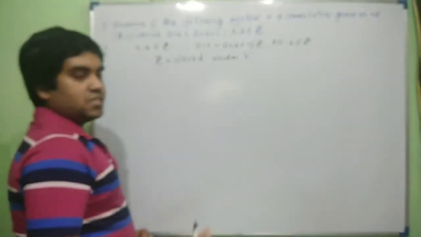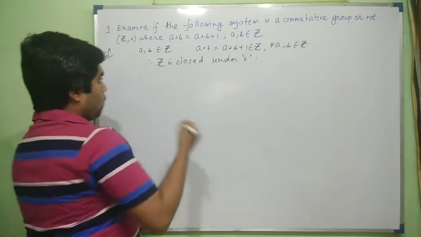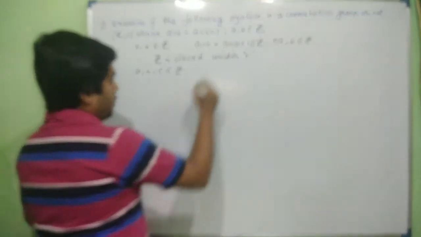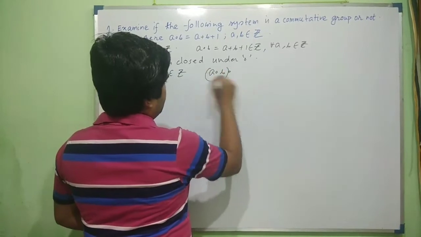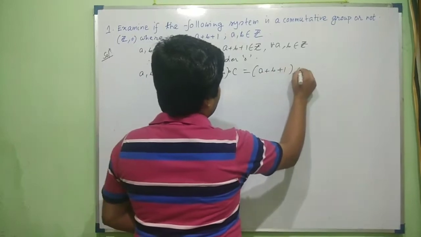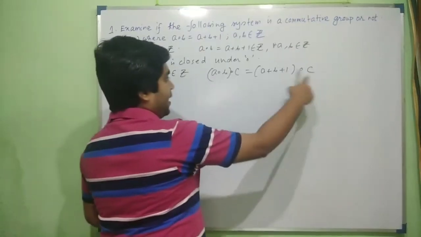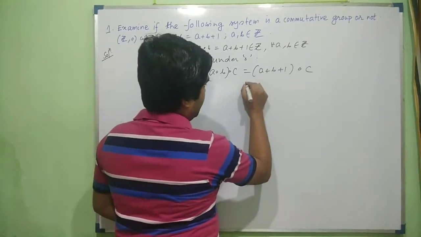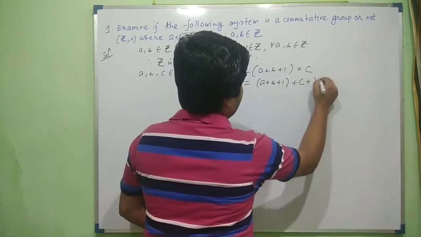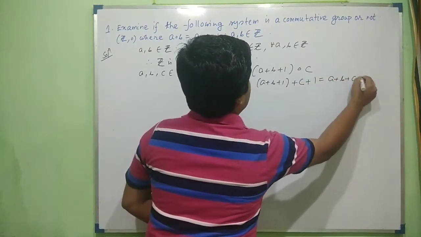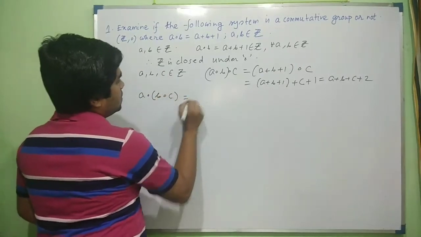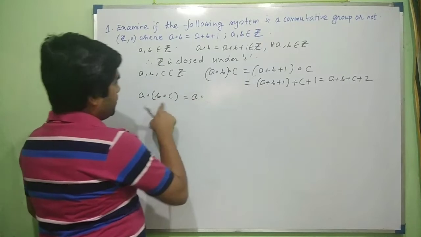Now the question is whether this is associative or not. For this we consider three elements arbitrarily from the Z set. Now a naught b naught c, this we have to calculate. The value of a naught b is a plus b plus 1, naught c. This is an element of Z and this is another element of Z. So this can be applied: a plus b plus 1 plus c plus 1, which means a plus b plus c plus 2.